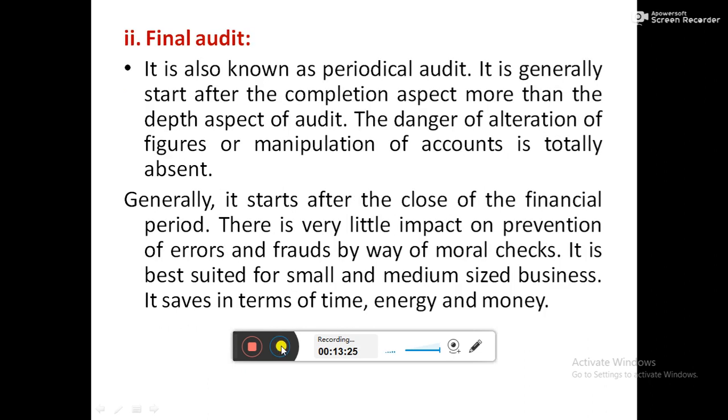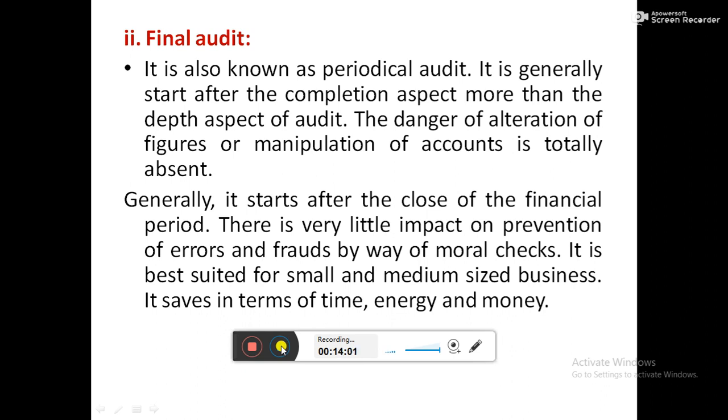The second type is final audit. It is also known as periodical audit. It generally starts after completion of preparation of all the books of accounts in the business organization. Here, the danger of alteration of figures or manipulation of accounts is completely absent. Generally, final audit starts after the close of the financial period.